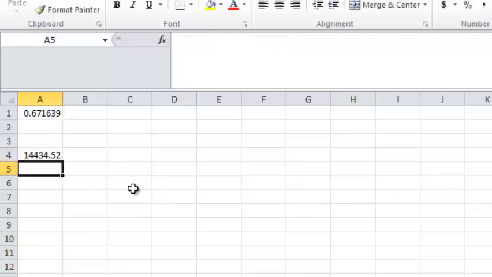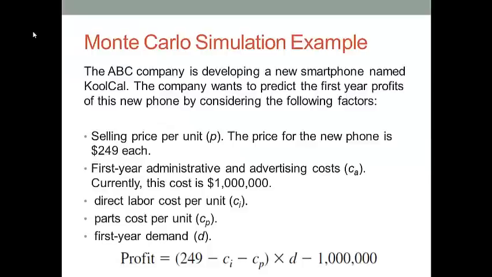Press enter. You can find out at a 45% probability, the number of products sold is likely to be 14,434. This is how you use the norm.inv function to find out the possible value of an event at a known probability. After the review of the probability concept, we are ready to learn the Monte Carlo simulation.